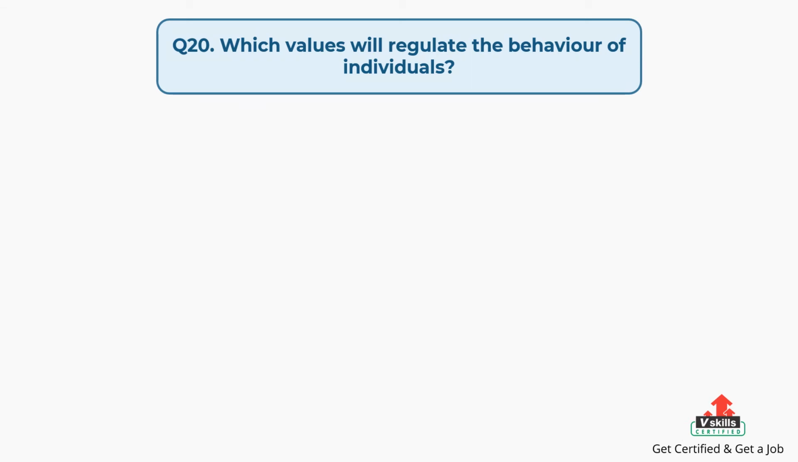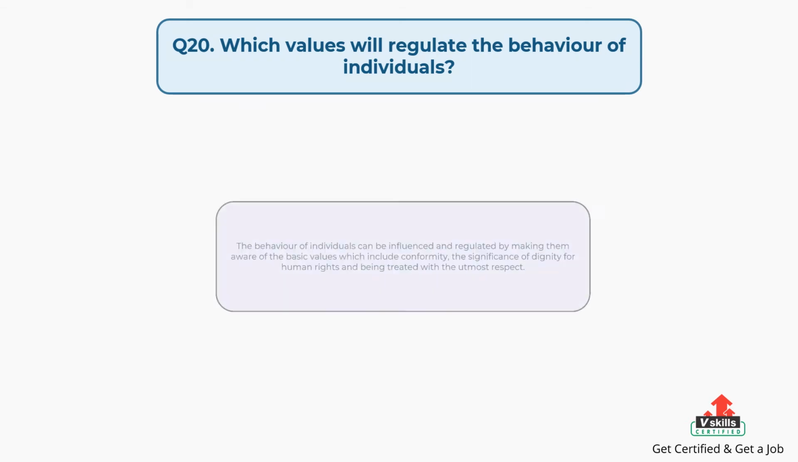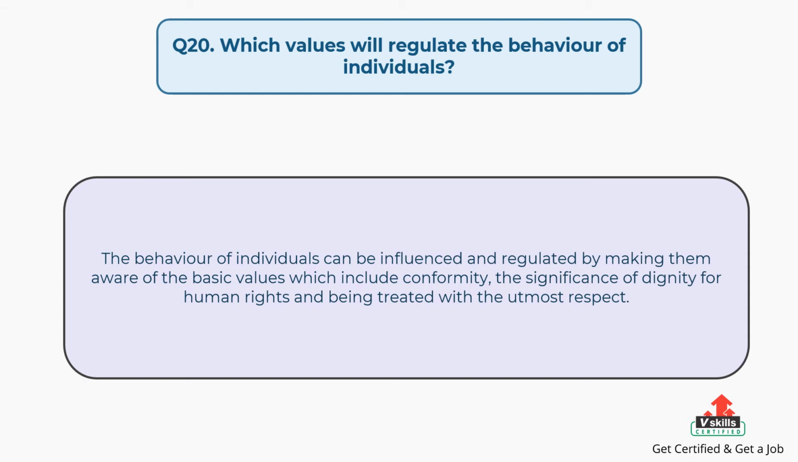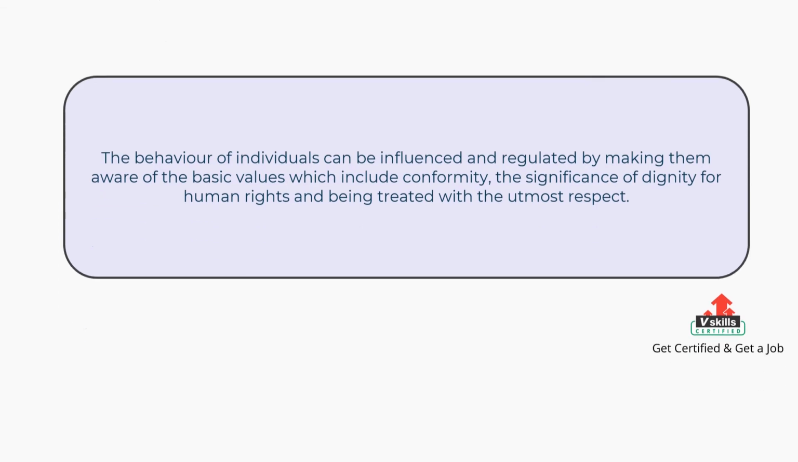Question number 20. Which values will regulate the behavior of individuals? The answer is: the behavior of individuals can be influenced and regulated by making them aware of the basic values, which include conformity, the significance of dignity for human rights, and being treated with the utmost respect.